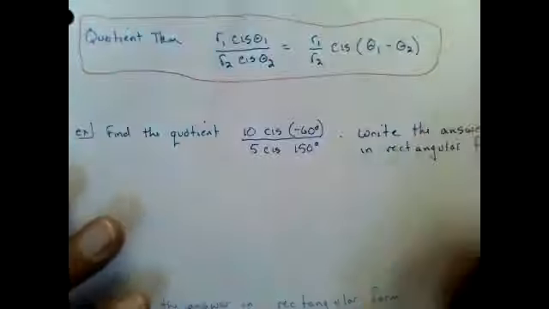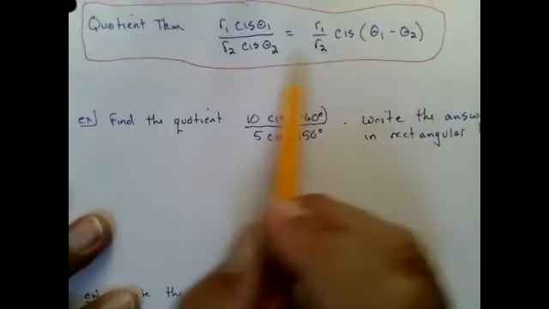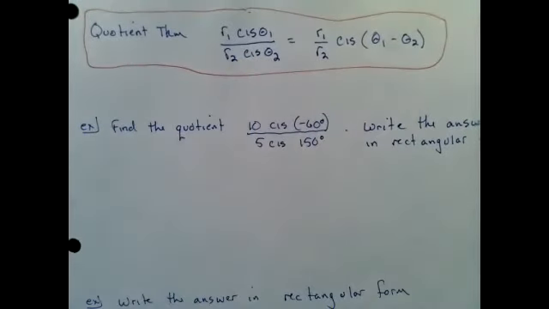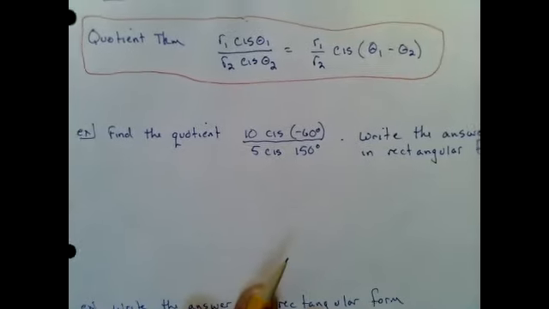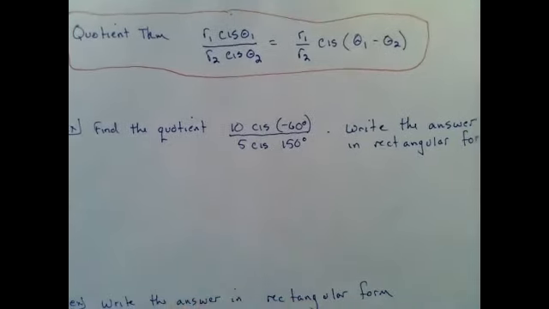So here it is, the quotient. If I have R CIS theta over R CIS theta, I divide the R's and I subtract the thetas. Go ahead, give this one a whirl.